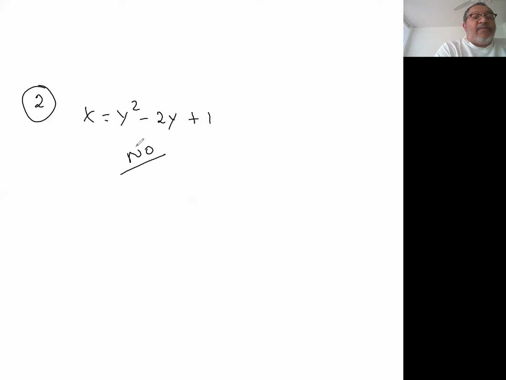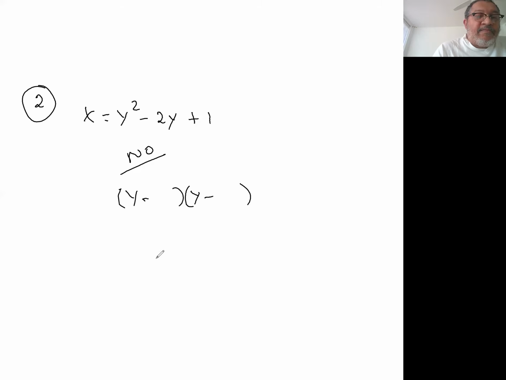The second question, we have x is equal y squared minus 2y plus 1. We have the same question: is this one a function? You say no. What is the reason? You need to factor, and when you factor, you're going to find two answers. Y and y. Two answers. That is impossible. It's not a function.